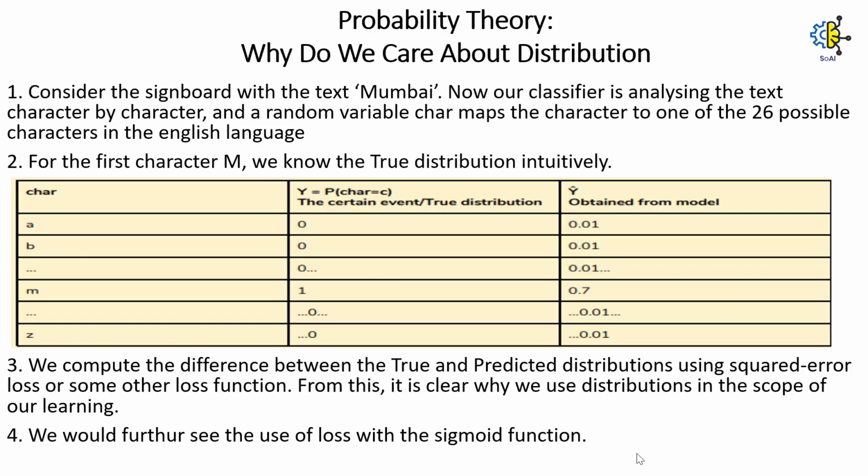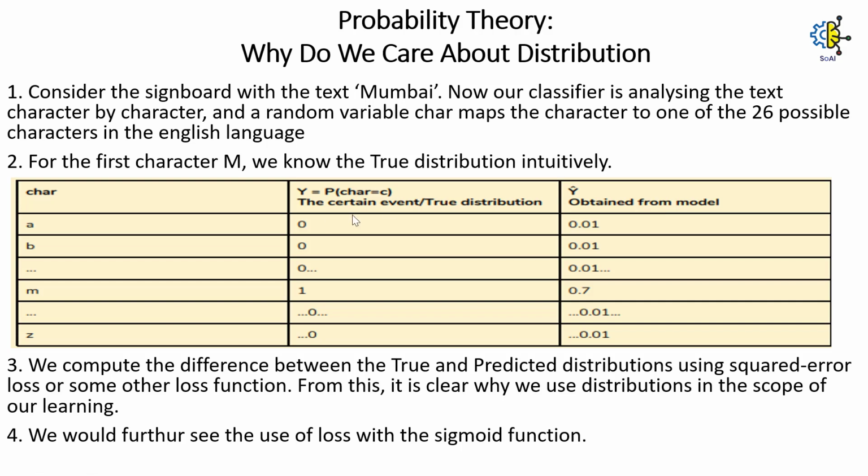Why do we care about distribution? Consider a signboard with the text Mumbai. Now, our classifier is analyzing the text character by character, and a random variable char maps the character to one of the 26 possible characters in the English language. For the first character M, we know the true distribution intuitively. Here, there are three columns. The first column is char, which is A, B, and so on to M and so on till Z, the second is y, the probability of char, the certain event or true distribution, and the third column is the y cap, which is obtained from the model.